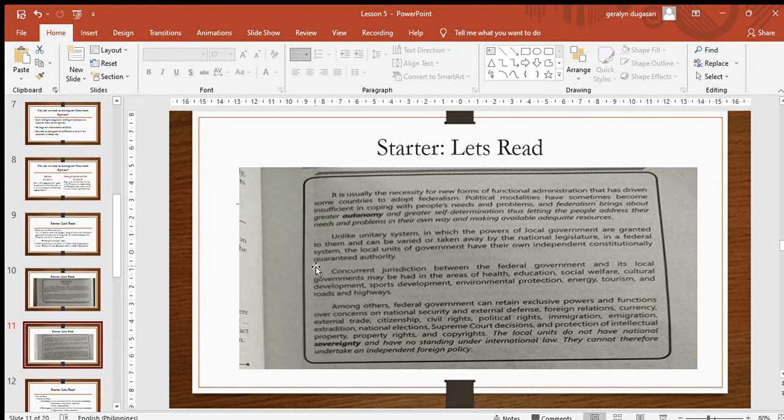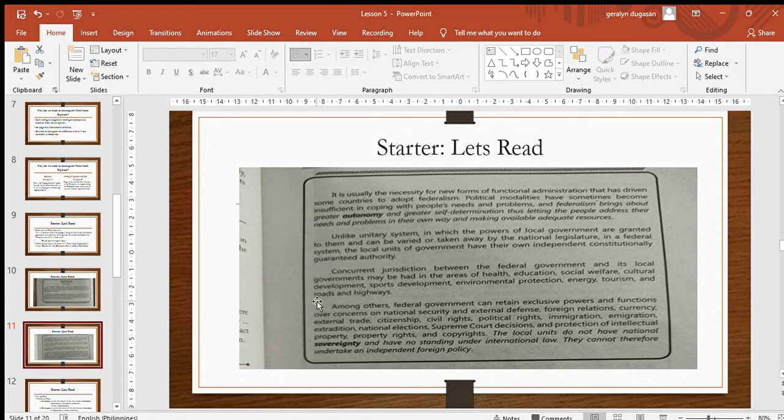So, concurrent jurisdiction between the federal government and its local governments may cover the areas of health, education, social welfare, cultural development, sports development, environmental protection, energy, tourism, and roads and highways.